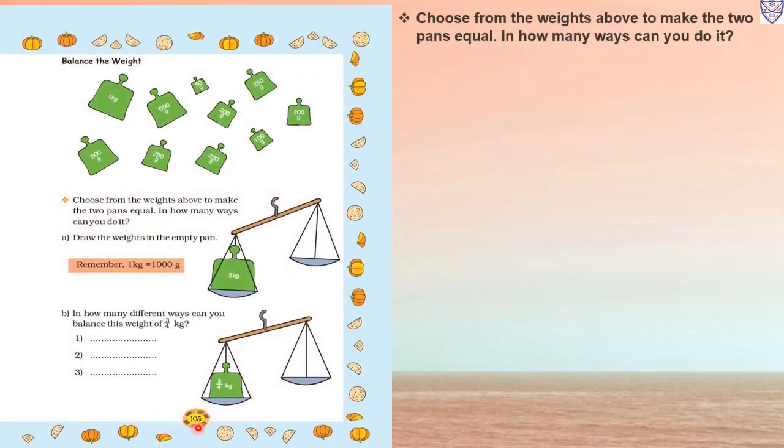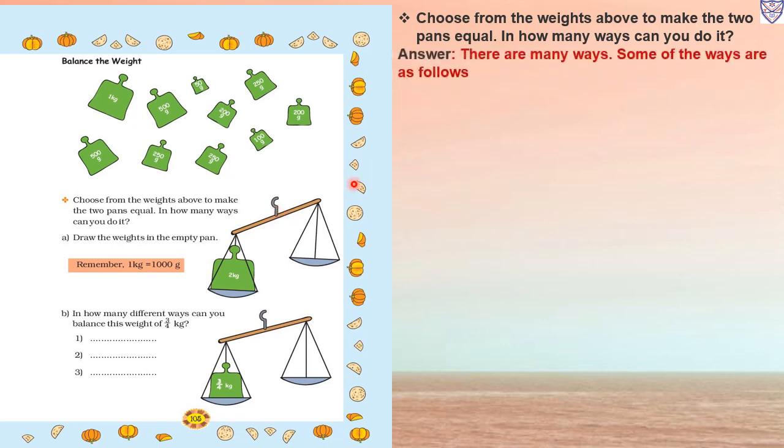Now page number 105, balance the weight. Here different bags are given of different weights: 1 kg, 500 gram, 500 gram, 250 gram, 250 gram, 50 gram, 200 gram, 100 gram, 250 gram and 200 gram. Choose from the weights above to make the two pans equal. In how many ways can you do it? So one pan is there, that is of 2 kg. Now we have to put the same 2 kg in this pan with the help of these bags, so that it will balance together.